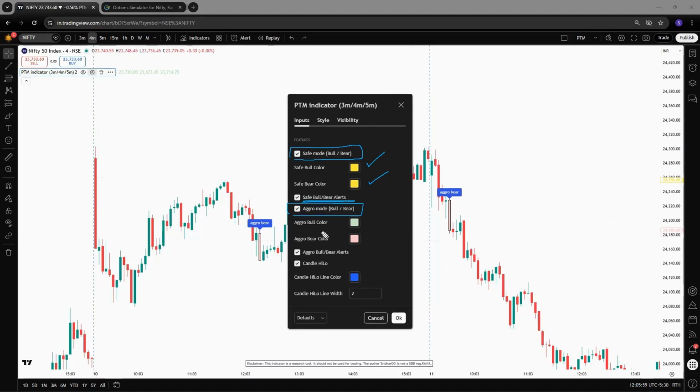Aggro mode, that is nothing but your aggressive mode. It has a bull candle, a bear candle, alerts, and we have something called the candle high low. Now candle high low is nothing but whenever a signal gets generated.